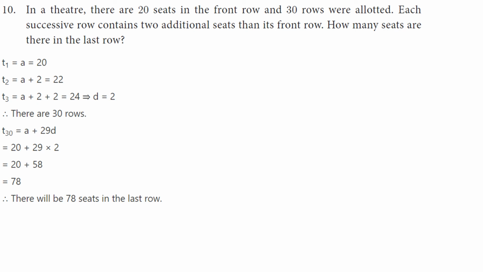There are how many rows? 30 rows. So T30 equals A plus 29D. What is A? 20. What is D? 2. Substitute the values: 20 plus 29 into 2, that is 20 plus 58 equals 78. There will be 78 seats in the last row. Clear?